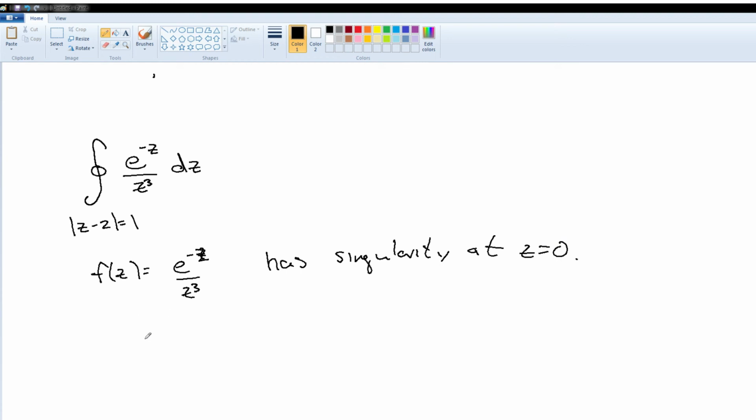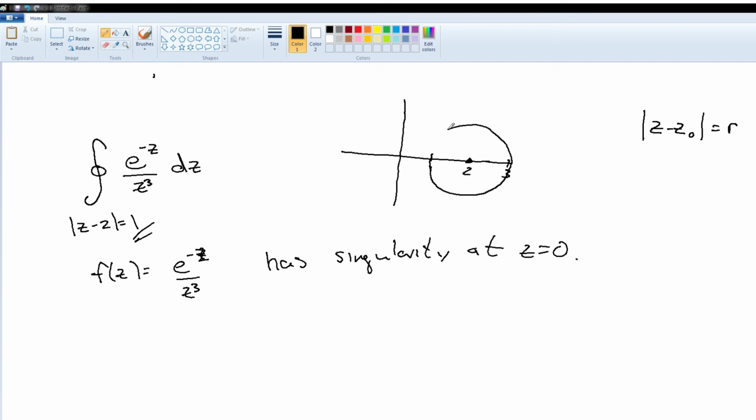Then we check, or you can even draw, the path we're integrating over. Here we're integrating over a circle centered at z equals 2. And what's the radius of the circle? It is 1. This is the form of a circle using complex numbers: z minus center, magnitude of that must be the radius. So the radius is 1. That's our contour.